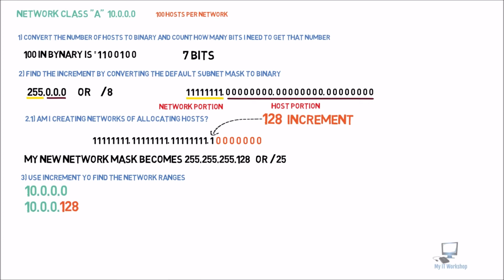So we have 10.0.0.0, then 128. But what happens when I add 128 plus 128? It becomes 256, right? Well, that's a mistake, because remember, in IPv4, each octet can only reach up to 255. We cannot exceed that. So when we have 256, it cannot go any further. We don't have anything in the 4th octet, so we have to go to the next octet. That next octet becomes 1, so the next one is going to be 10.0.1.128.